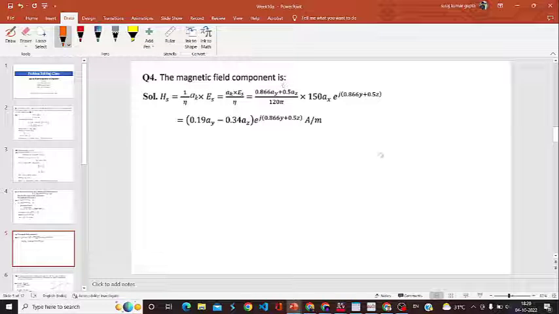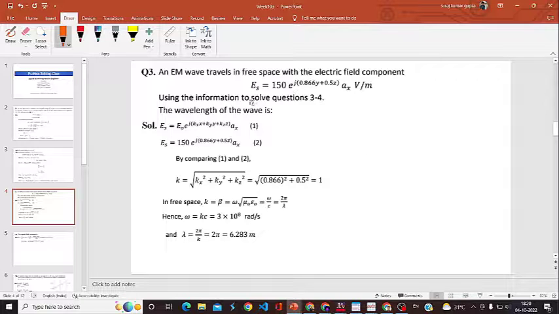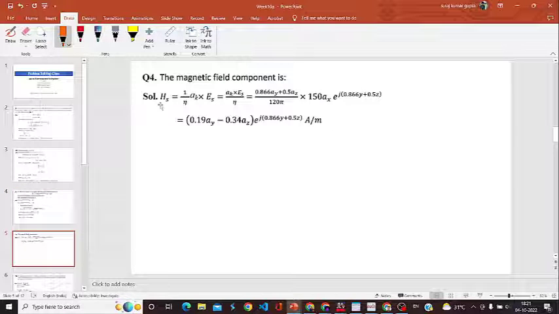Now move ahead, and the next problem states that we have to find out the magnetic field component. Here the electric field is given to us, so we have to find the magnetic field component by using this information that is already given in the question. As we know, the magnetic field is defined by this expression, that is 1 over eta times ak, the direction in which propagation is occurring, and we have to take the cross product of ak with Es.